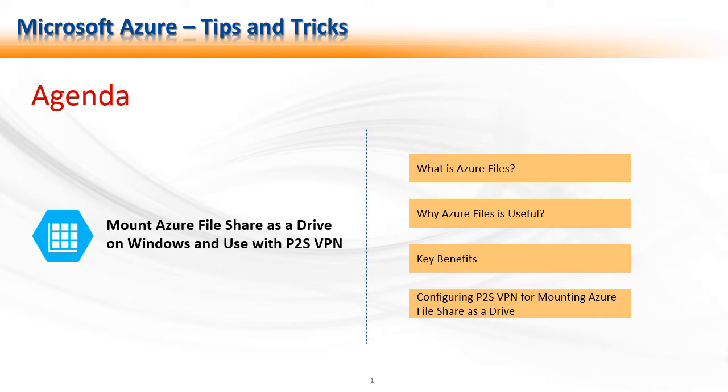And in this tips and tricks session, my objective will be to show you how you can quickly set up an Azure file share and mount it as a drive on your system. There are multiple ways to do it. One is using the SMB protocol where you need to open port 445. But if you have restrictions, you can use the Point-to-Site VPN, where there is no need to open port 445 for the SMB protocol.